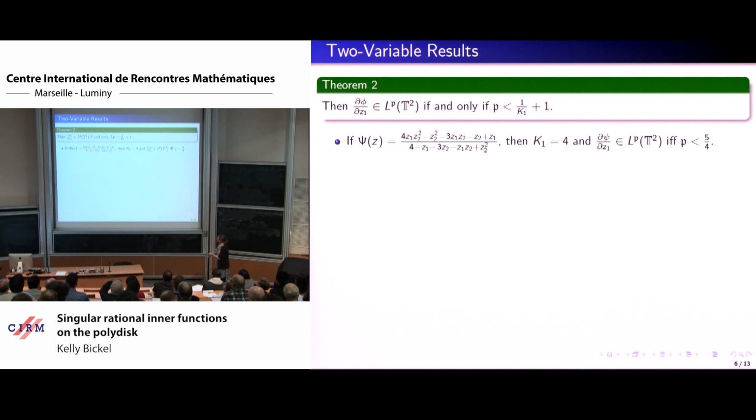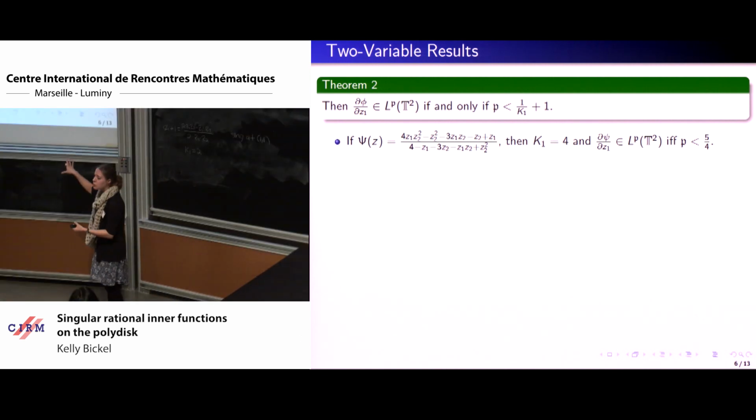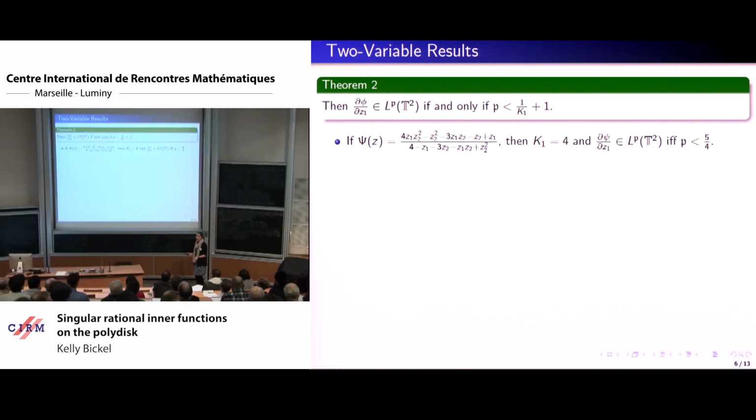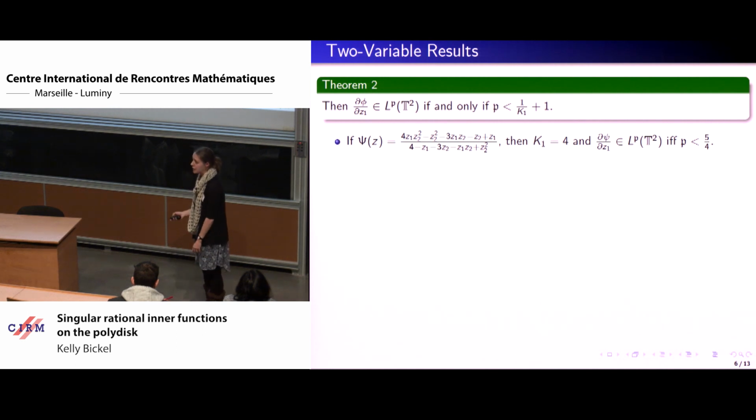Now, this more or less covered some of the main results in our first paper, but there was a lingering question as to whether contact order was the same between the two variables. Because notice there was a choice that we made here, right? We were looking at how the zero set approached along one face of the bidisk. And of course we could have looked at how the zero set approached the singularity along the other face, and that would give a notion of Z2 contact order, which would govern the other partial derivative's integrability.